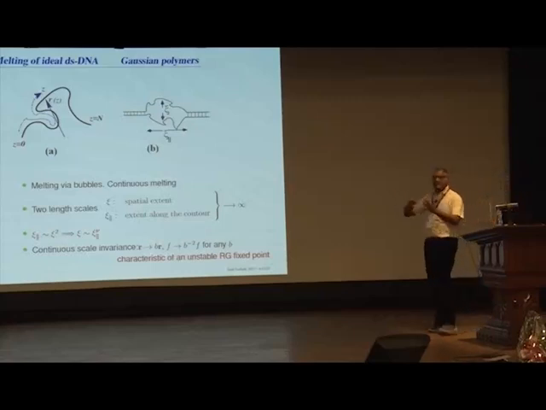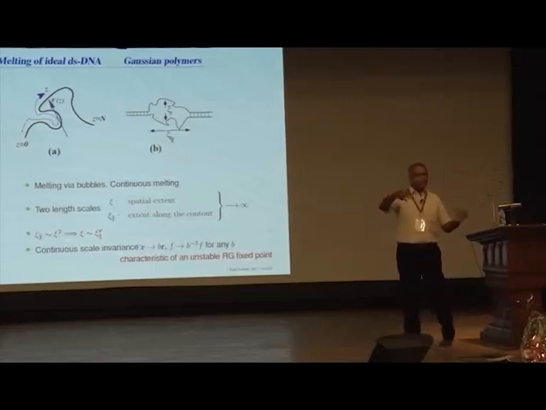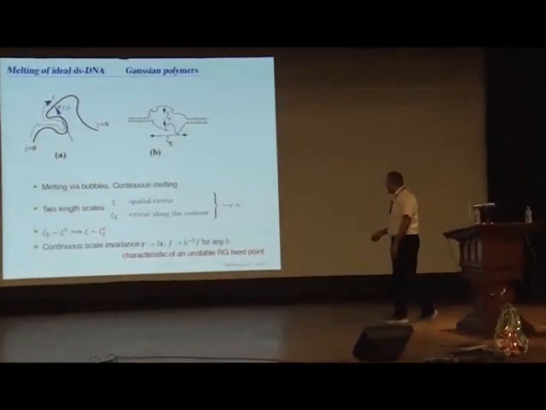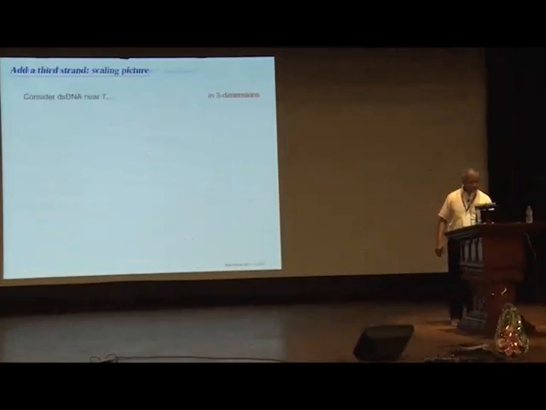What that means is that I can coarse grain a DNA. I don't really have to look at base pair level. I can coarse grain and start with a coarse grain model, and such things are characteristic of unstable renormalization group fixed points. I will not get into the details of that.